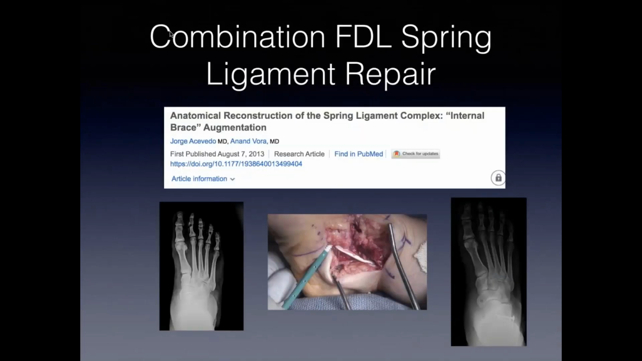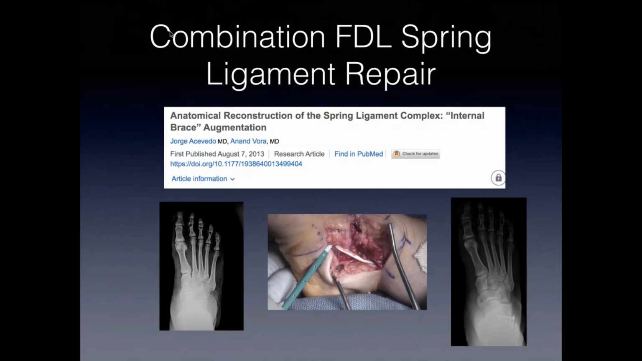Well, an interesting study came out by Jorge Acevedo and Anand Vora from Miami. And what they found was that a combination of a flexor digitorum longus tendon transfer with a fiber tape repair recreating the spring ligament was the most reliable way of repairing the spring ligament and allowing the surgeon not to sacrifice any medial column joints, meaning that he did not have to fuse the navicular cuneiform, a lapidus, or a talonavicular fusion. And with his stage 2B Meyerson's staging of these flatfoot, they were allowed to salvage a lot of these feet without doing any type of fusion.